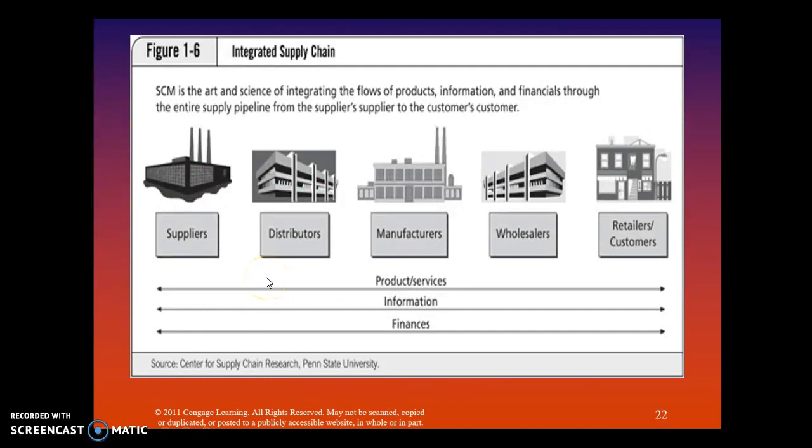And so as you can see in the integrated supply chain, you see each of the major players. You have your suppliers, your distributors, your manufacturers, your wholesalers, and retailers and customers. It's the art and science. Again, it integrates the flows of the products, the information about those products, and the financials through the entire supply pipeline from the supplier's supplier to the customer's customer. So again, it goes through tiers into product, services, information, and finances.